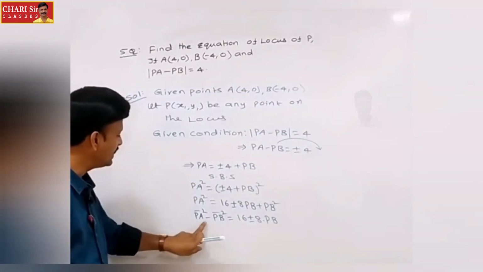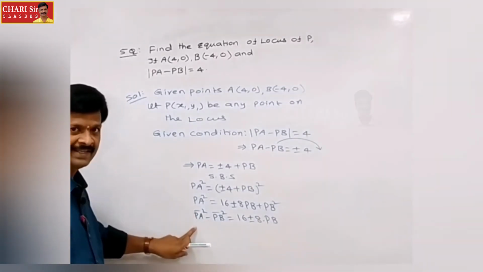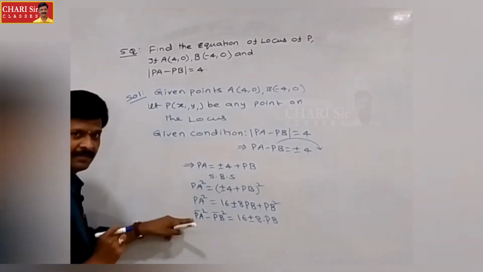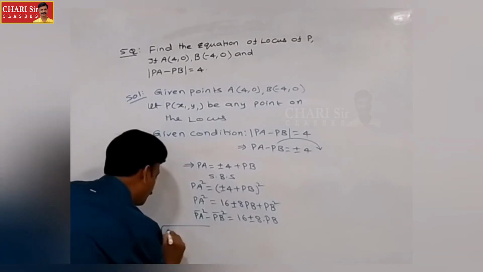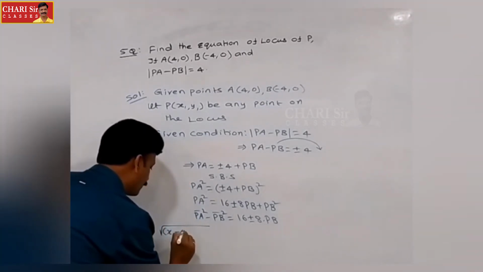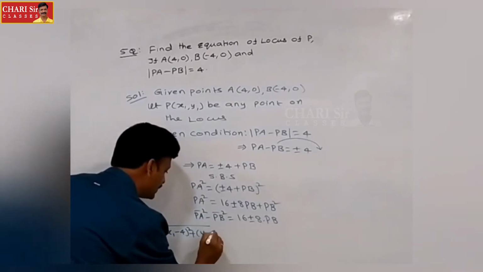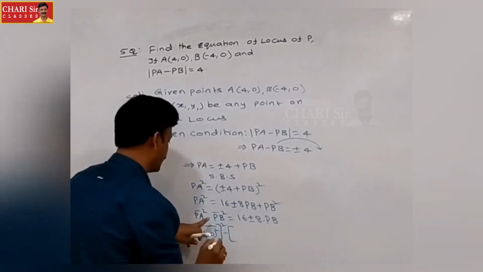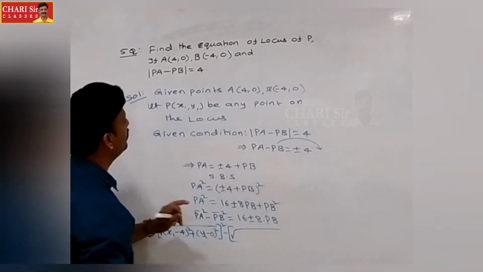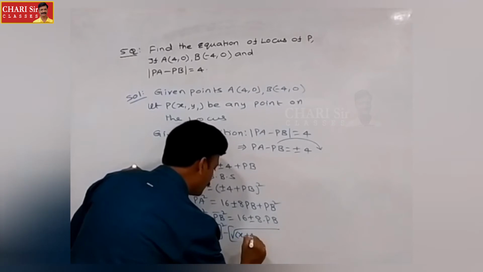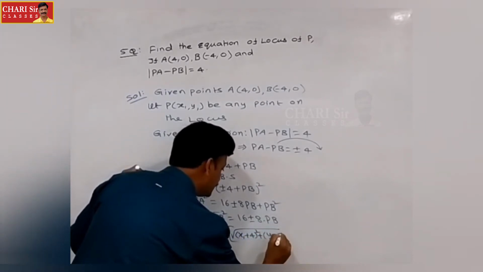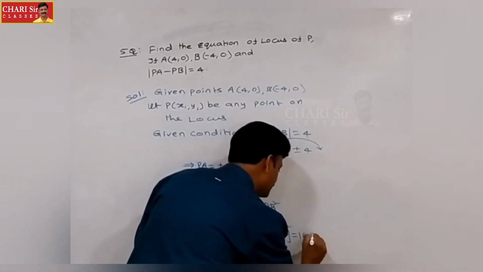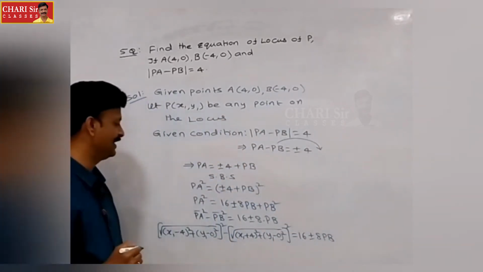Now PA square is the square of the distance between points P and A. P is (x1, y1), A is (4, 0). So that is the root of (x1 minus 4) whole square plus (y1 minus 0) whole square, put the bracket and the square, minus PB square, that is the root of (x1 plus 4) whole square plus (y1 minus 0) whole square, whole square, which is equal to 16 plus or minus 8 PB as it is. There is no change in that.